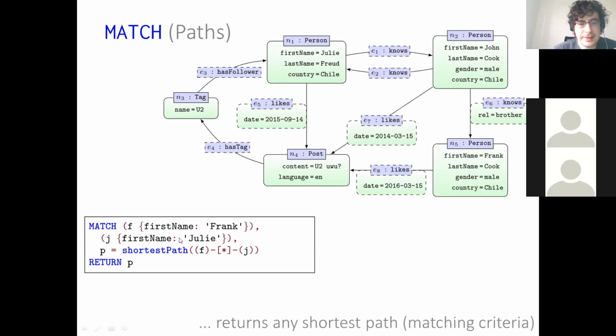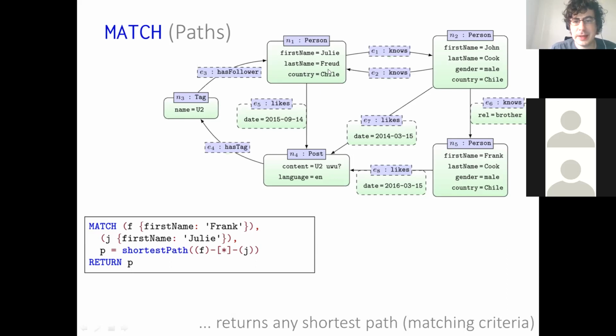So if we use match in this case, we also have the option of returning just the shortest path. We can match two nodes, using the variables f and j, one for Frank and the other for Julie. Then we can return the shortest path between Frank and Julie in any direction. This is any edge label, one or more of any edge label, and in any direction. We don't have the arrowhead to indicate the direction, so it's the shortest path between Julie and Frank, not considering edge direction.